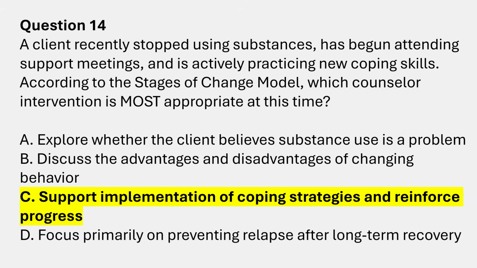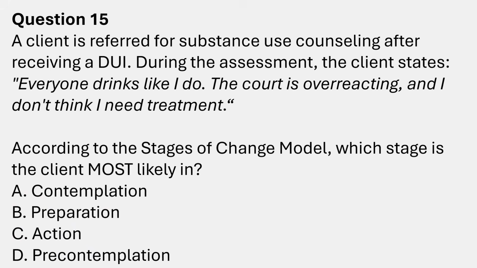A is incorrect because the intervention is most appropriate during the pre-contemplation stage when awareness of the problem is limited. B is incorrect because examining the pros and cons is commonly used during the contemplation stage to address ambivalence. And D is incorrect because relapse prevention is important throughout recovery, but is most strongly associated with the maintenance stage after sustained behavior change.